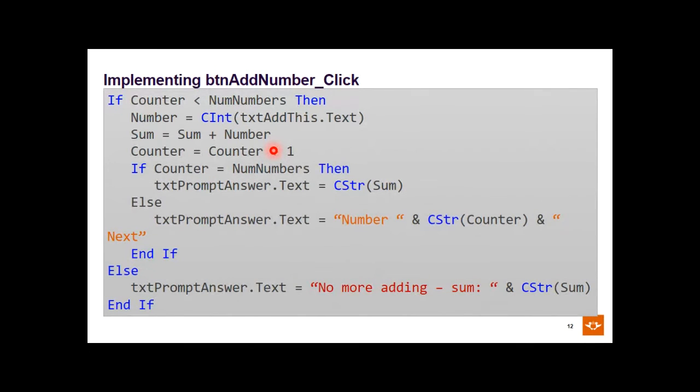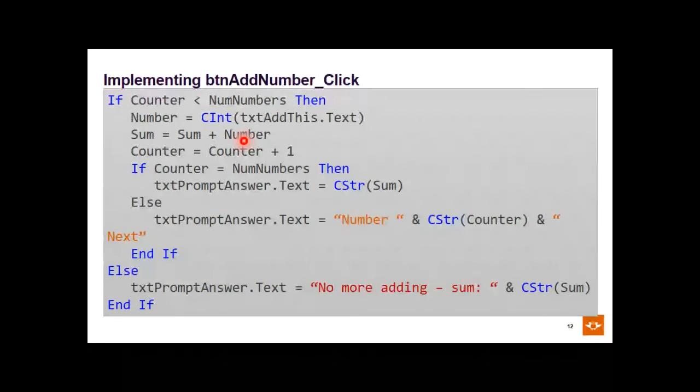We all know counter keeps track of how many times you've read a number. Does this make sense? So what I'm doing is, if counter is less than numbers, what does that mean? If counter is less than the number of numbers, it means that I still have more numbers I can add. Does this make sense? I can still add more numbers.